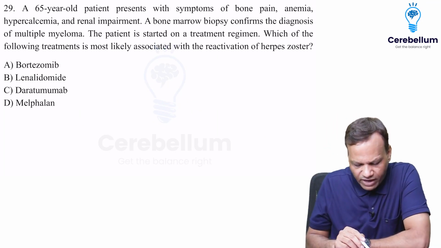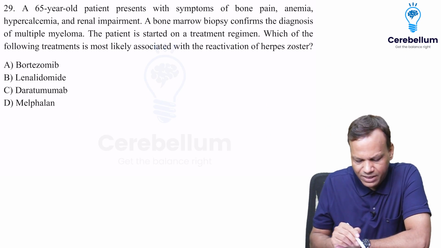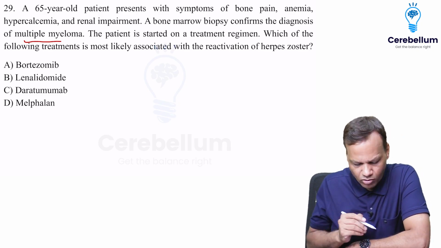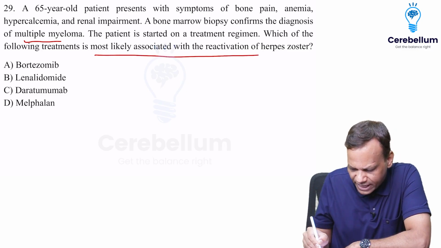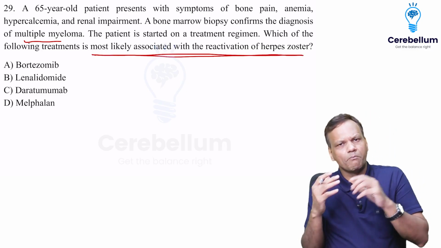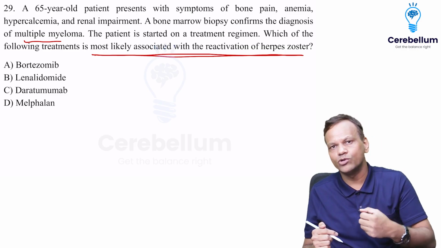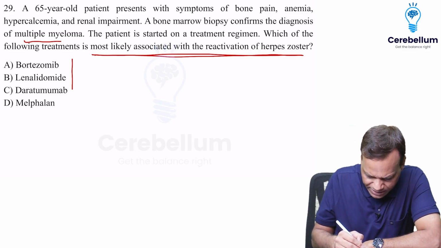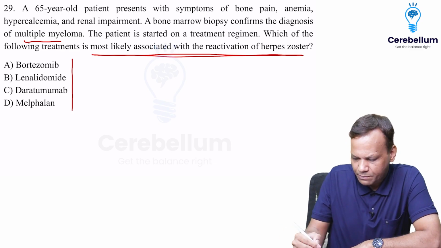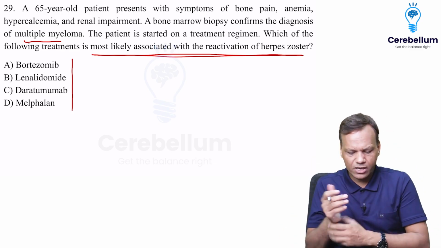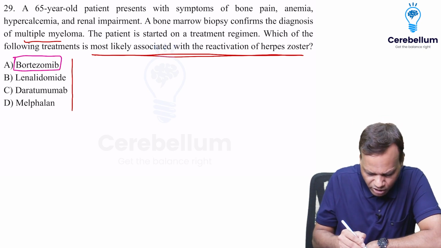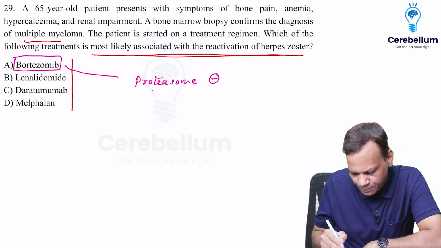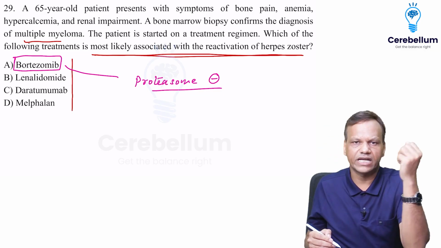Next question. A 65-year-old patient presents with bone pain, anemia, hypercalcemia, and renal impairment, and biopsy confirmed multiple myeloma. The person was started on treatment. Which is most likely to be associated with reactivation of herpes zoster? Remember, many immunosuppressant drugs can lead to reactivation of herpes zoster, and among multiple myeloma drugs, almost all can do so. But for the most likely answer, it should be bortezomib. Bortezomib is a proteasome inhibitor. It is an immunosuppressant drug that suppresses immunity, and there is a risk of reactivation of herpes zoster.